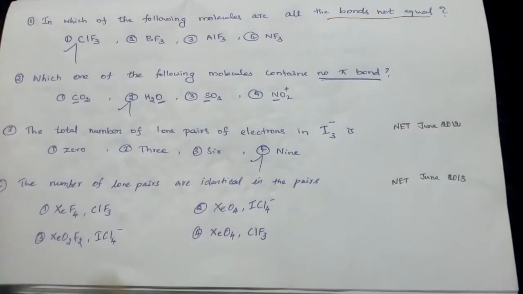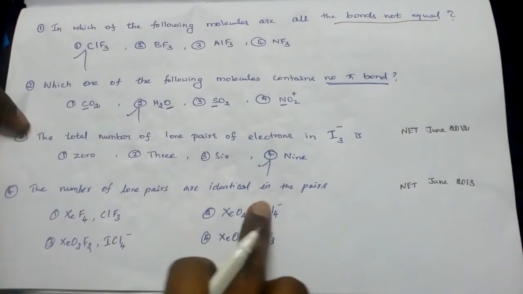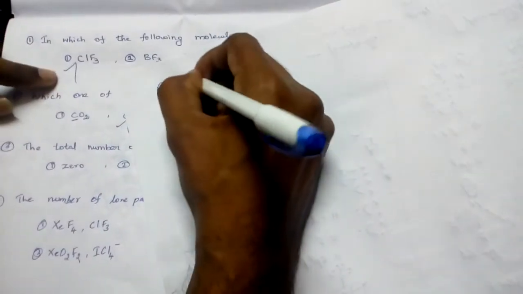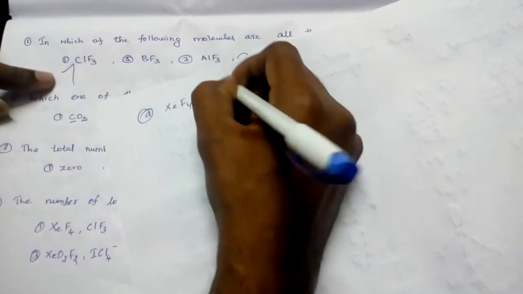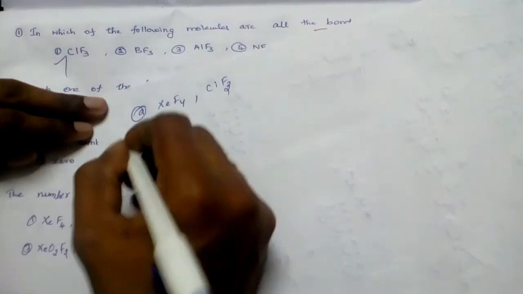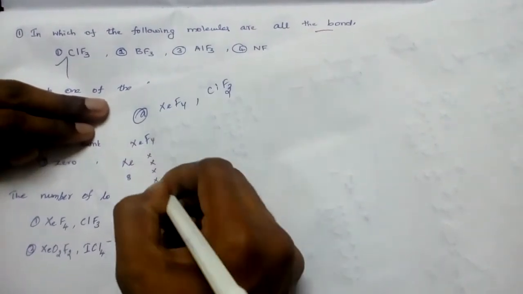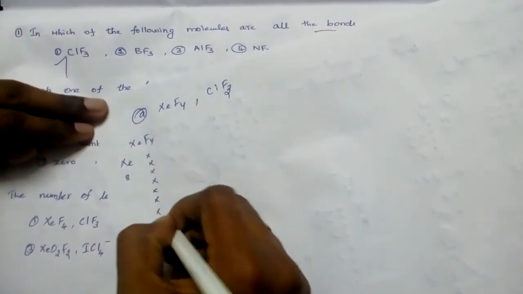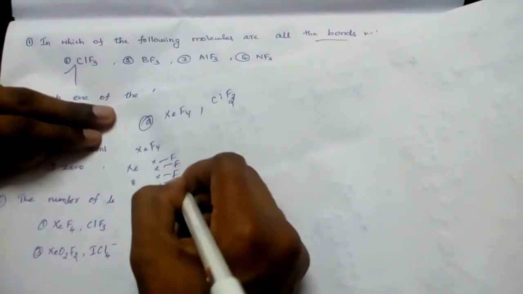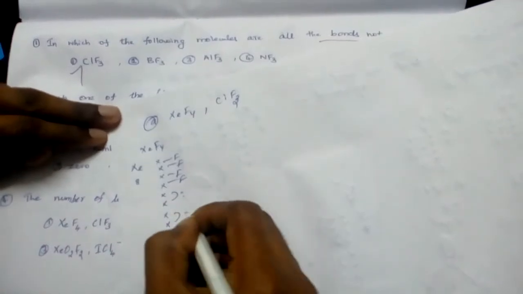Next, the number of lone pairs that are identical in the pairs. So we need to know how many lone pairs are in each pair. Option A: XeF4 and ClF3. We can check XeF4: the central atom is xenon, which comes under the 8th group, so the valence is 8, 1 2 3 4 5 6 7 8. Fluorine has 1 2 3 4 lone pairs.